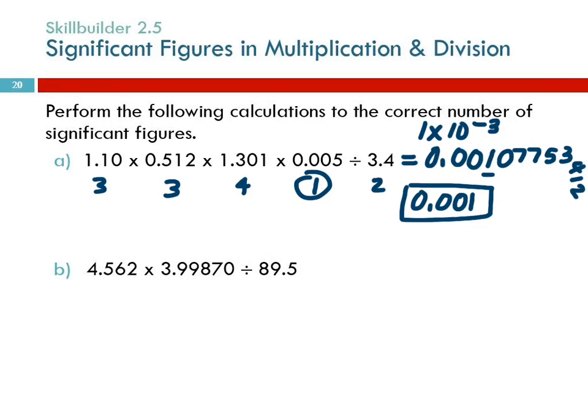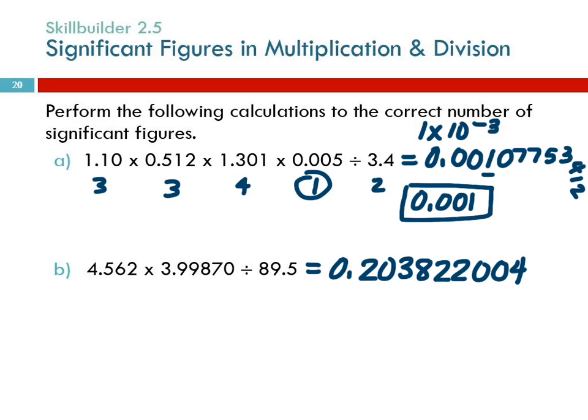Let's do the next one. 4.562 times 3.99870 divided by 89.5. I think it's always a good idea, if you have the time, to do a calculation on your calculator twice. If you get the same result, you probably did it okay. If you pushed a button wrong, you'll probably do it differently the second time. You'll come up with a different answer. And then you do it a third time and go for best 2 out of 3. Anybody else get that number?